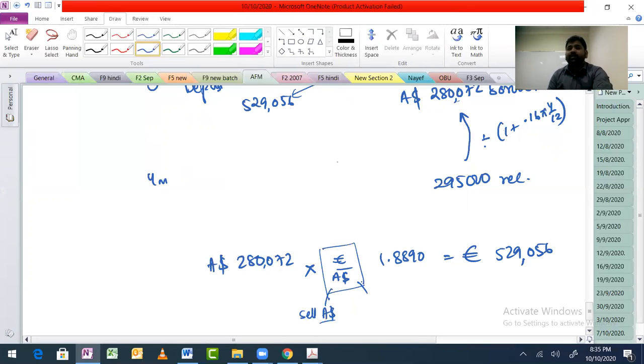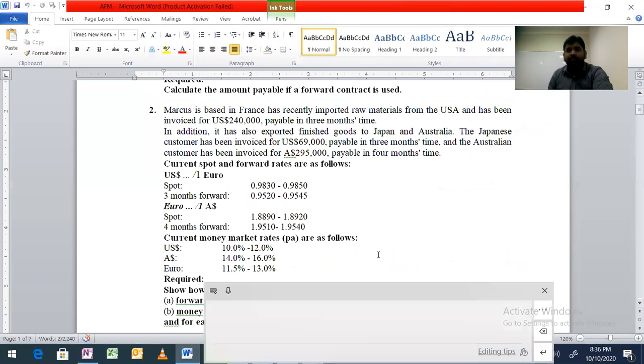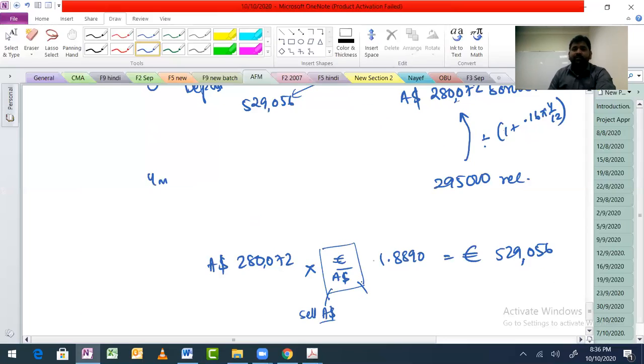Then deposit, right? We have to deposit this in our home currency, euro. So the euro deposit rate is 11.5%, correct? So now the last lap of the calculation, multiply this by 1 plus 0.115 into 4 by 12. So whatever you get, you multiply that and see how many euros you are getting.